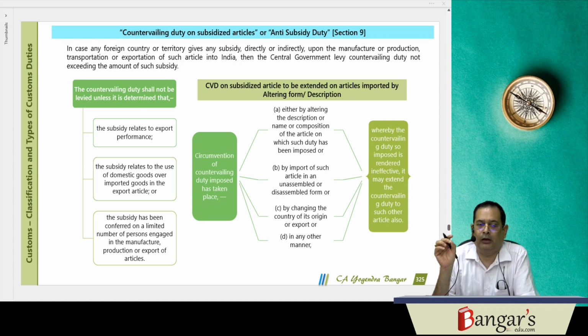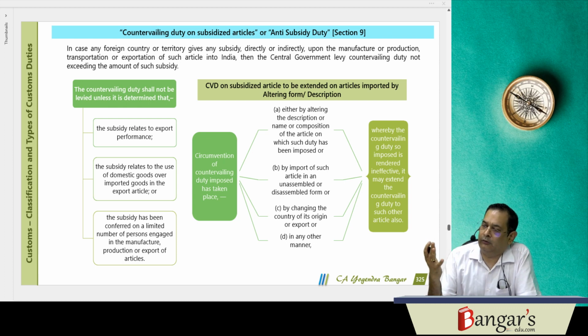So fundamentally, if a foreign country gives any subsidy, say in US subsidy is given for manufacture, production and exportation of article into India, in that particular circumstance, countervailing duty is levied.